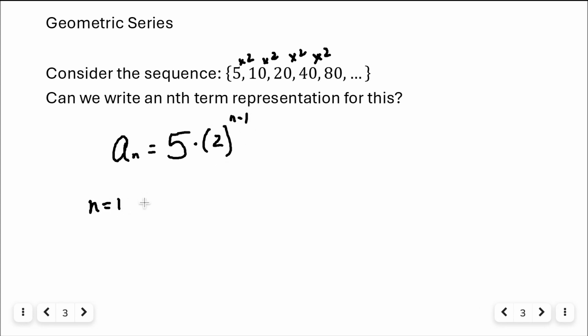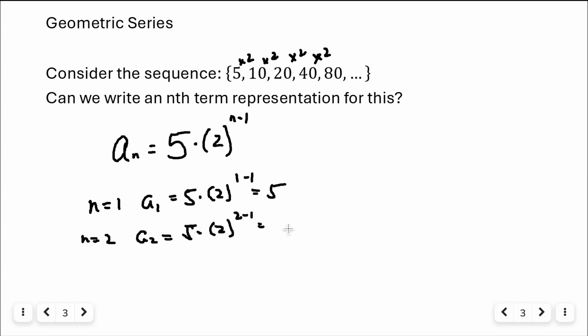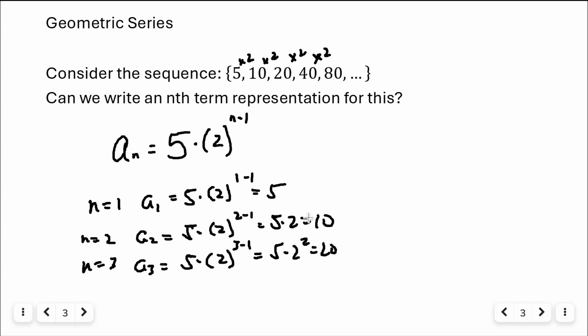So let's see. If n equals 1, a sub 1 would be 5 times 2 to the 1 minus 1, which is 5. If n is 2, a sub 2 would be 5 times 2 to the 2 minus 1, which is 5 times 2. That's 10. If n is 3, it would be 5 times 2 to the 3 minus 1, 5 times 2 squared, that's 20. Yes, it looks like it works. So we're starting from 5, and then we're going to multiply by 2 to the n minus 1. Now, this is an example of an nth term for a geometric series. All right, let's take a look at what the definition is.